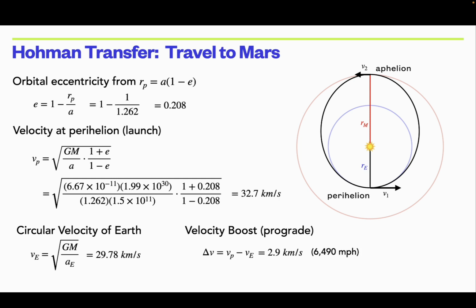By the way, this 2.9 kilometers per second works out to be 6,490 miles per hour. Since the velocity of the Earth is about 10 times that, the Earth is actually going about 64,000 miles per hour as we orbit the sun. So if you figured out the kinetic energy, it turns out that 83% of the spaceship's kinetic energy is already provided by the Earth. We just have to add another 17%, I think.